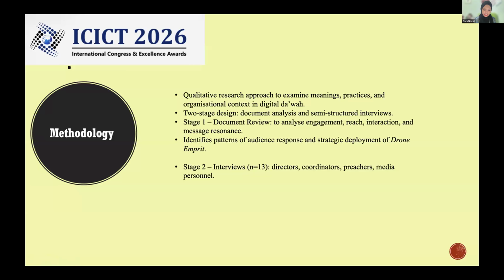Methodologically, this study adopts a qualitative approach in order to explore the meanings, experiences, and organizational contexts shaping Muhammadiyah's use of digital analytics. The research consists of two complementary stages. First, I conducted a systematic document analysis of the report from Muhammadiyah published in February 2023. This report contains both quantitative and qualitative data on social media performance, including engagement rates, reach, and interaction levels. Analyzing this document enabled me to identify patterns of audience participation, message resonance, and the strategic development of Drone Emprit within the organization's communication practices.